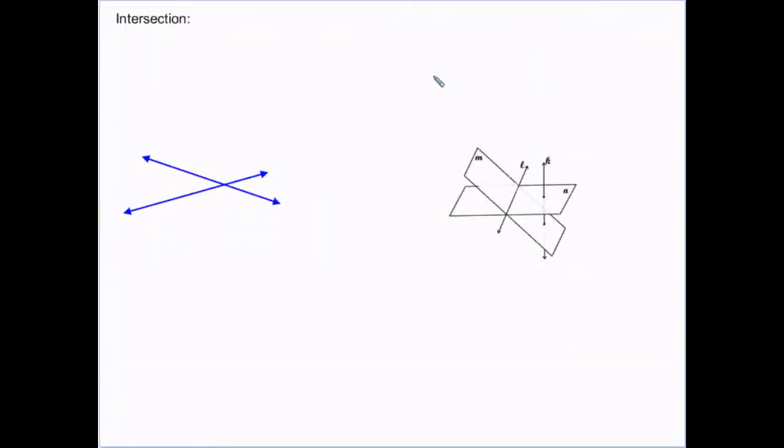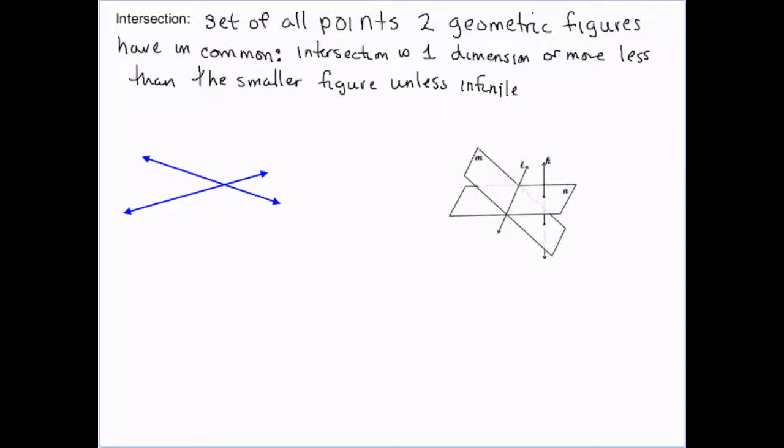Okay, so next thing we want to discuss is intersections. The intersection is the set of all points that two geometric figures have in common. And that intersection will be one dimension less than the smaller figure. So we need to talk about dimensions.